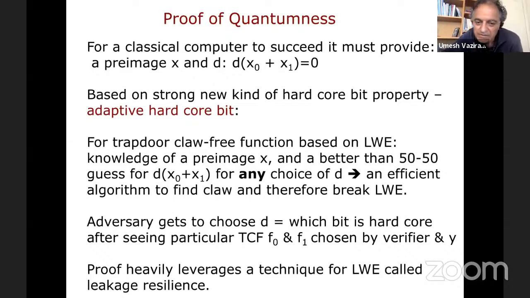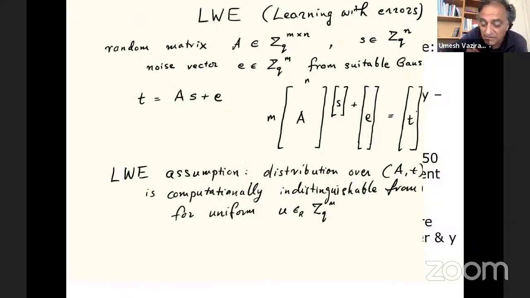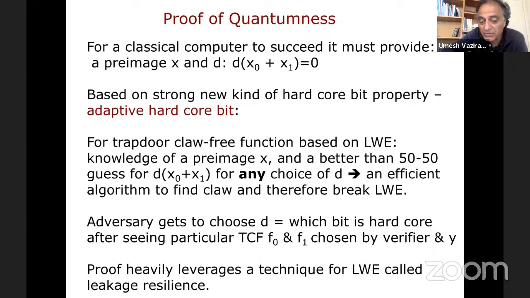The important thing here is that in this protocol, a dishonest prover can choose to give any Y of their choice, and then choose to give any D of their choice, and the choice of D in particular can be made after seeing the particular choice of the TCF and the choice of Y.